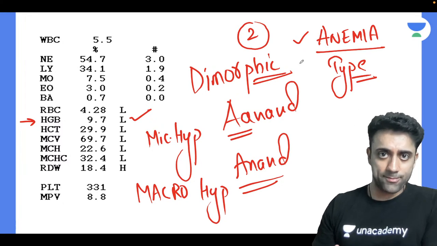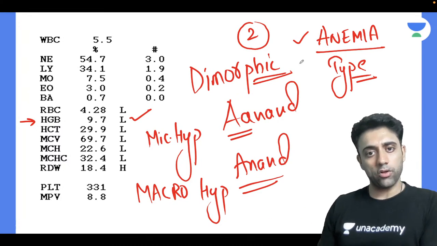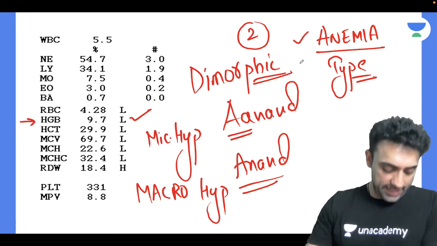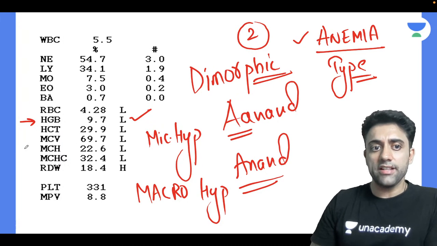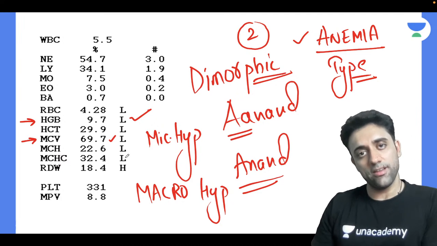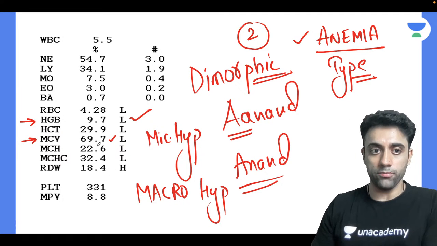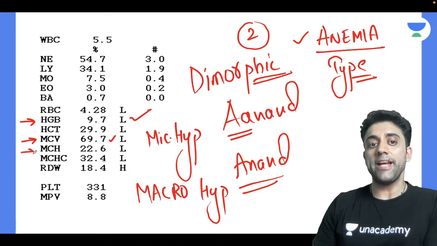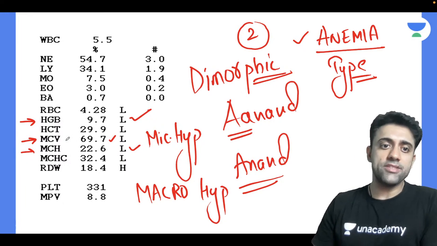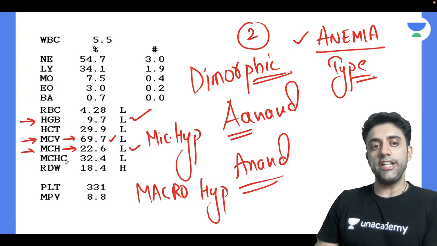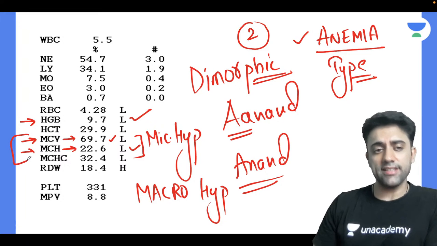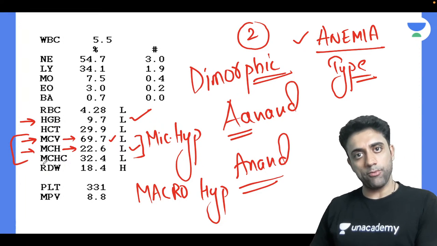So there are various types of anemia, right? Microcytic hypochromic, macrocytic hypochromic, normocytic normochromic and dimorphic anemia. So what do you see here, sir? MCV, sir, MCV is less. What is MCV? Mean corpuscular volume. Then what do we see after that? MCH, that is mean corpuscular hemoglobin. So MCV is 69 and MCH is 22. I can appreciate, sir, this is a case of microcytic hypochromic anemia.